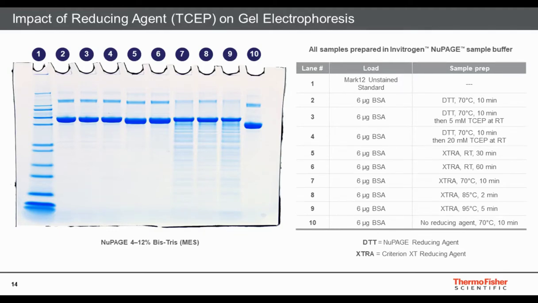TCEP, or Tris-2-carboxyethyl phosphine, is the reducing agent present in Bio-Rad Criterion XT reducing agent. This slide shows different prep methods using TCEP and its impact on sample integrity. Lane 2 has the recommended protocol for NuPAGE Bis-Tris gel with NuPAGE sample buffer and 1x DTT, followed by boiling the sample at 70 C for 10 minutes. Lanes 7, 8, and 9 demonstrate that heating the samples in presence of Bio-Rad XT reducing agent, which contains TCEP, results in significant protein degradation.